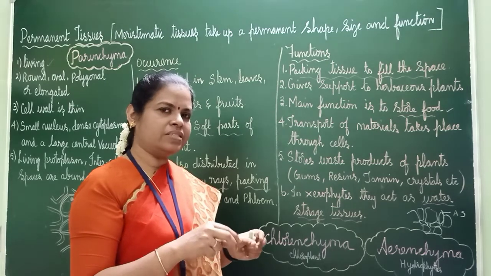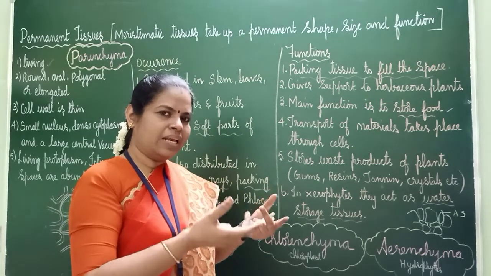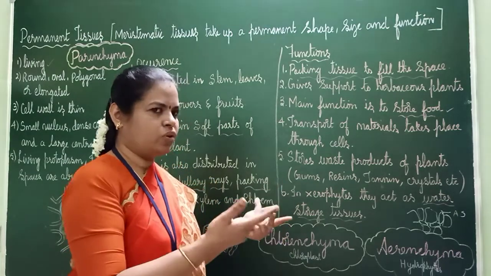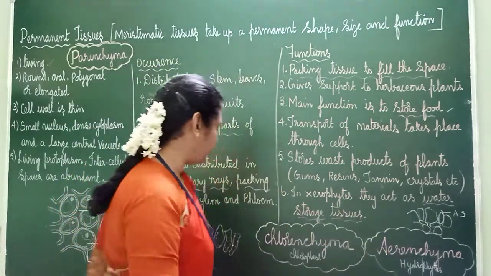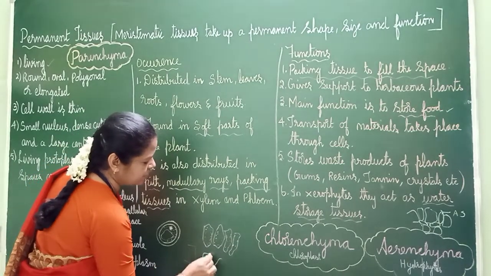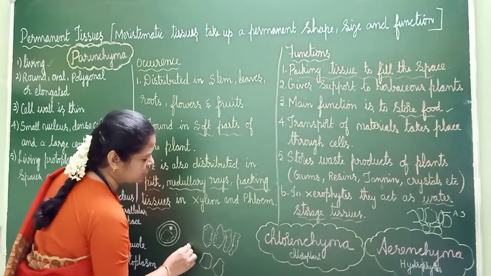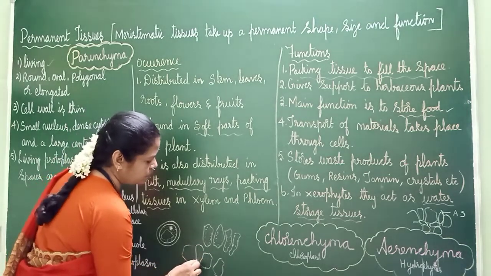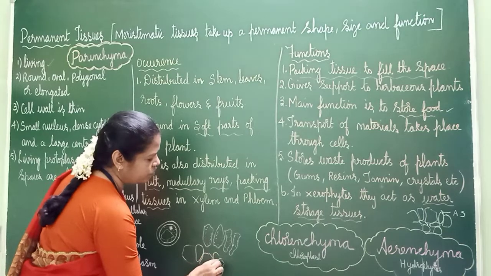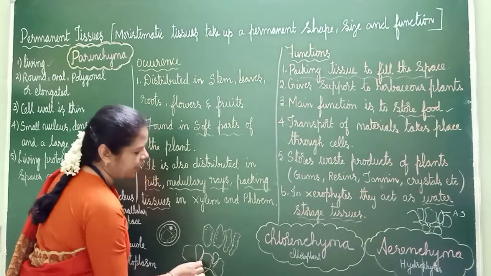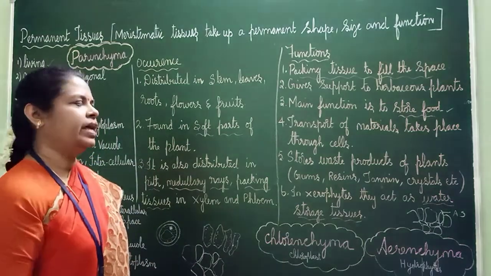In hydrophytes, they need more air. Then only they will be light and can float most of the time. Here, in between the parenchyma cells, some space will be there and air will be filled there. Okay, it will be filled with air. So it is called arenchyma.